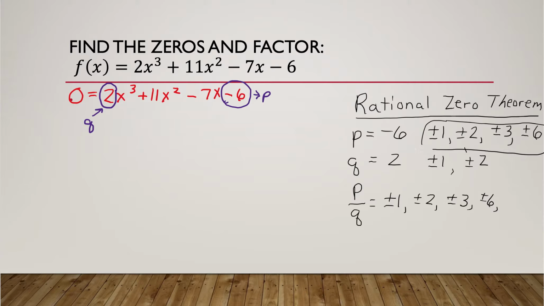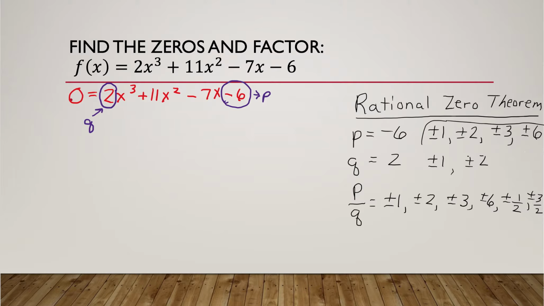Okay, so once I take all of those numbers and put them over 1, I'm then going to take all of those numbers and put them over 2. So I have 1 over 2, which is going to be 1/2. I have 2 over 2, which is 1, and I already have 1 in my list, so I'm not going to repeat anything. The next one is 3 over 2, so that would be 3/2. The last one is 6 over 2. 6 over 2 is going to reduce to 3, and I already have that in my list.